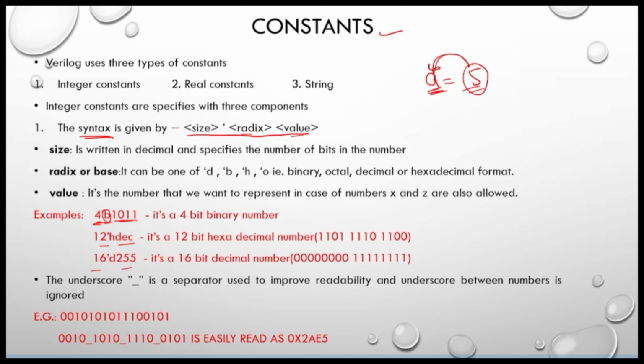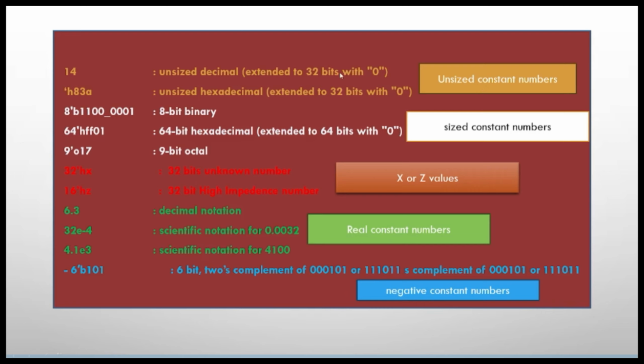You can also just give it like this, but you will have some issues. If you see here, if you give just 14, what is it? This is an unsized decimal. Even though you are creating it as 14, it is extended to 32 bits. Since you didn't mention any size, 32 memory locations are created automatically. By default an unsized decimal is 32 bits, so if you are not mentioning any size, it will take 32-bit memory locations.